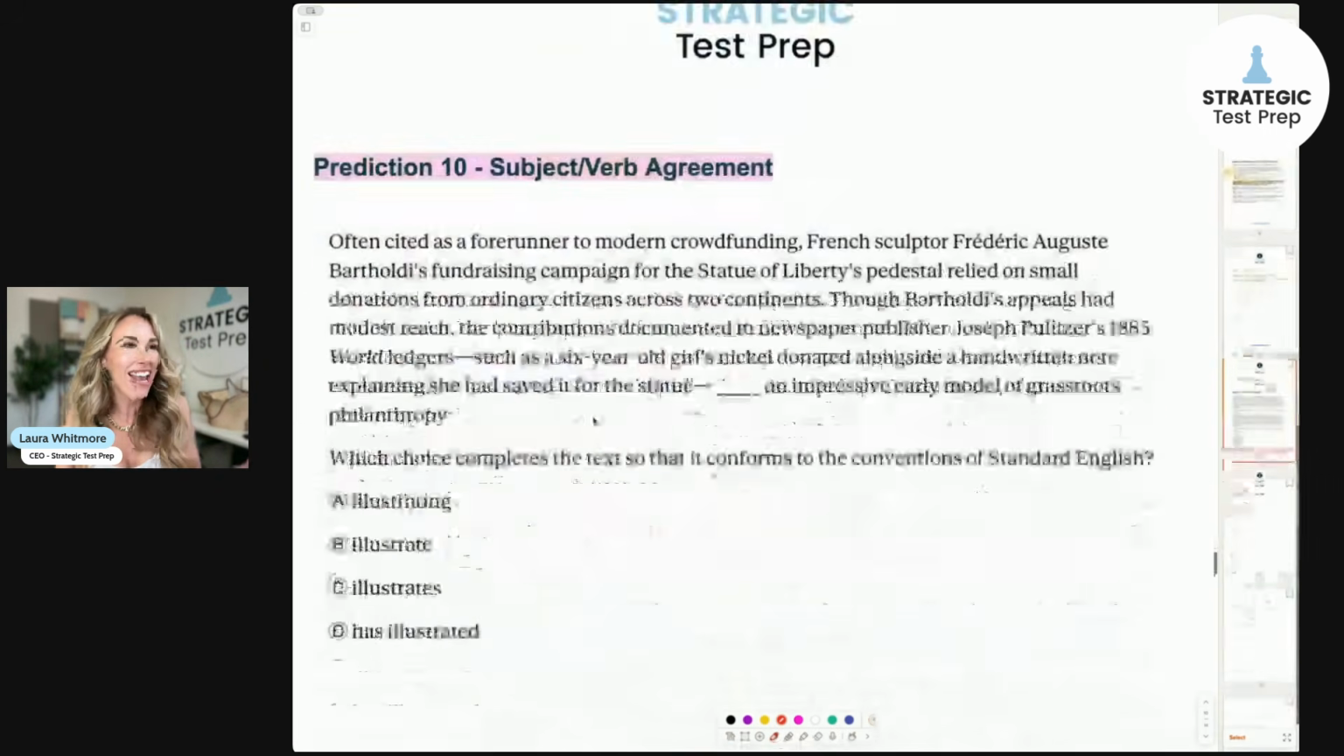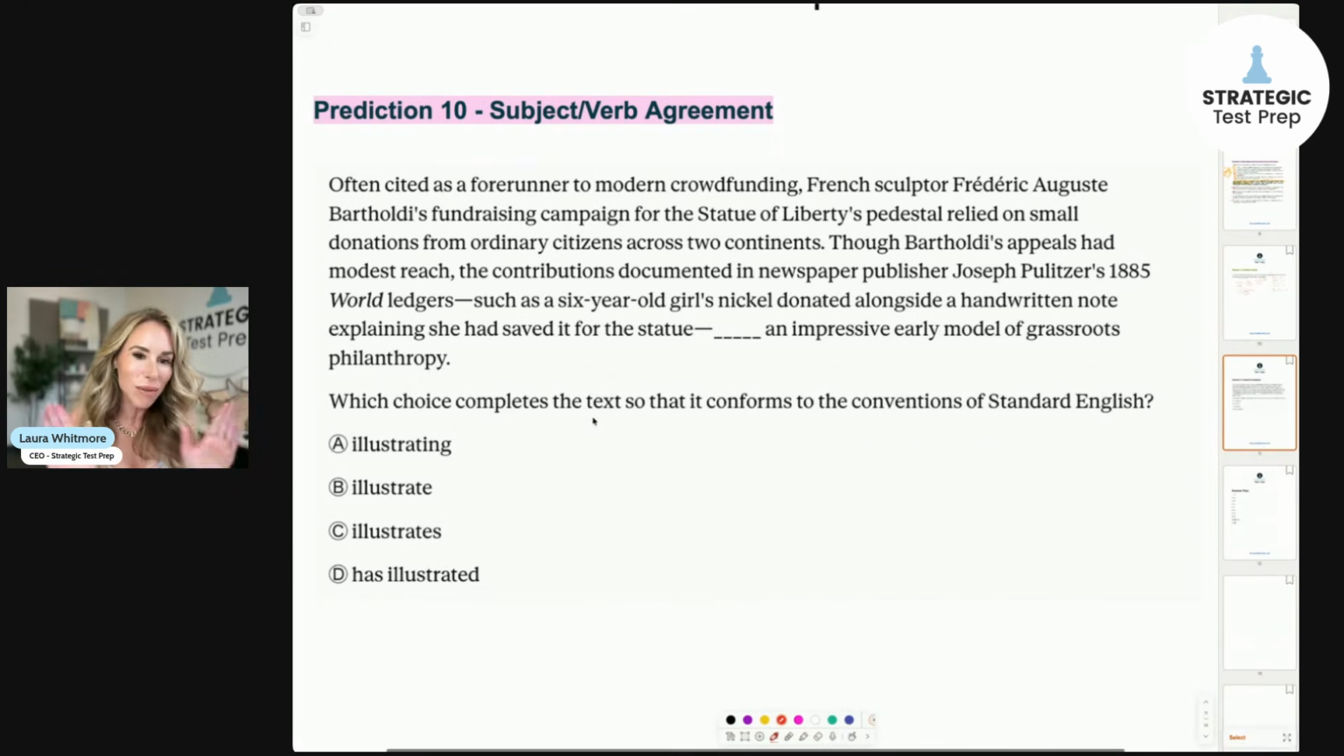Last prediction. I think you're going to have a subject-verb agreement question on your test. I'm going to show you the right way to do it, and then I'm going to show you the quick trick so that you can save some time. The right way to do it is to recognize you have verb tenses as your answer choices, and go find the subject. So we have, though Bartholdi's appeals had modest reach.